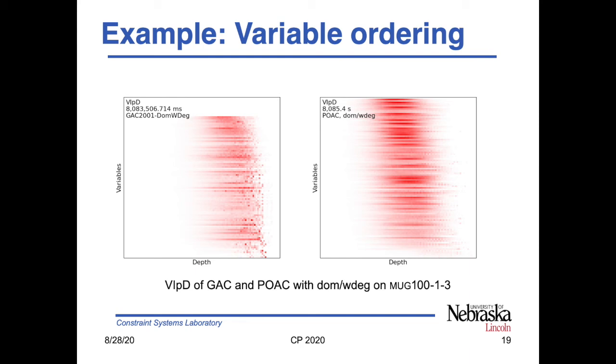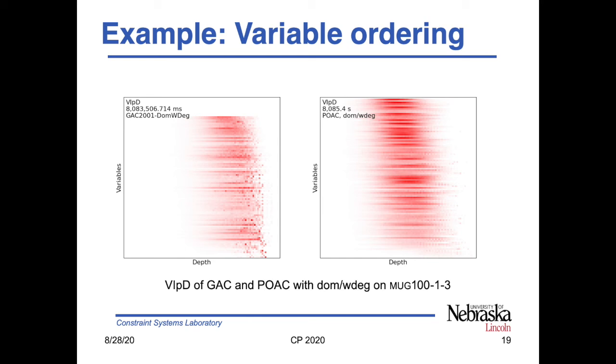From the VIPD of these two searches, we can see that DOM-WDAG is not able to highlight any specific part of the problem and instead diverges in its behavior. This is counter to the intuition behind DOM-WDAG, because DOM-WDAG is supposed to learn which parts of the problem are more difficult than the others, and then work on those sub-problems first.